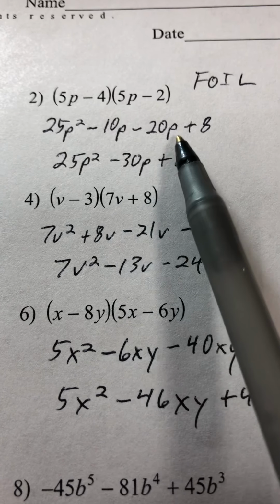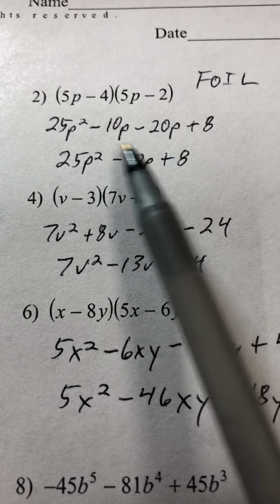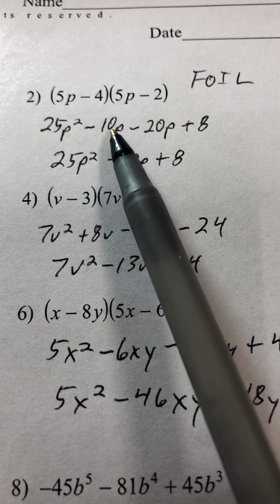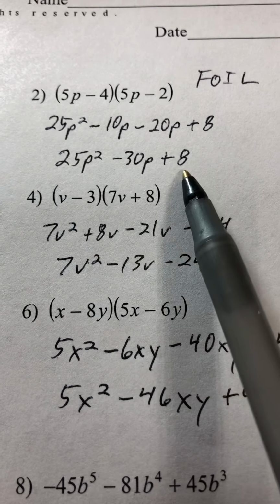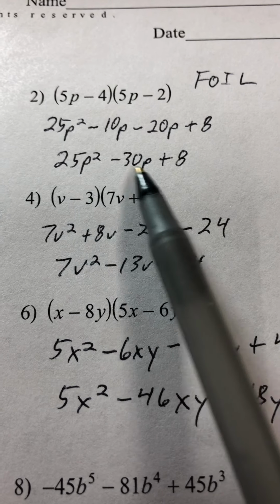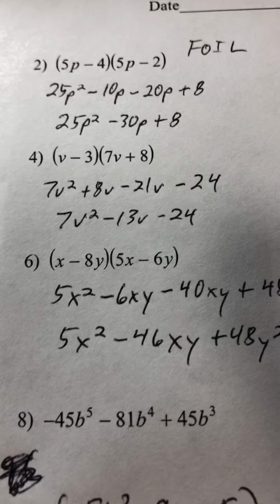The only terms I can combine are in the center here. They're the ones with p. Negative 10p minus 20p gives me negative 30p. I bring everything else down. 25p squared minus 30p plus 8 becomes my answer.